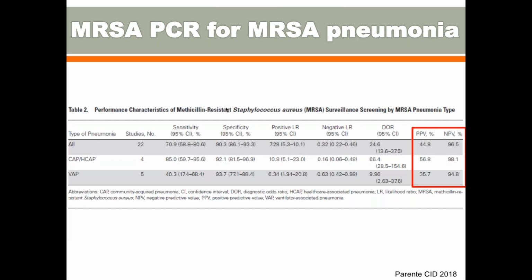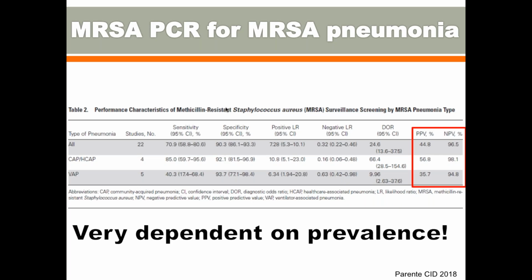Another rapid diagnostic or stewardship thing you can think about, this is a systematic review and meta-analysis of MRSA PCRs, if those are available at your institutions. When a MRSA PCR was negative, there was a very, very good negative predictive value, saying that it is very unlikely to be MRSA pneumonia, although this is fairly dependent on prevalence, and you can see the positive predictive value is not very good here.